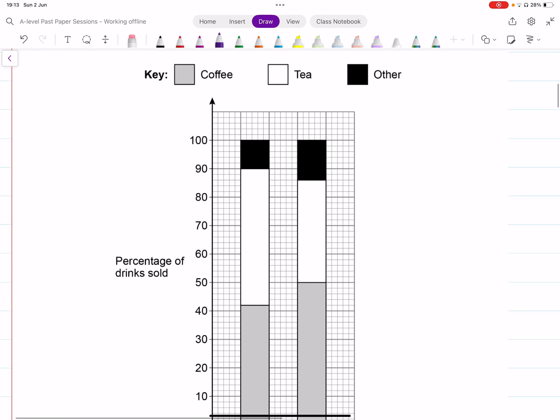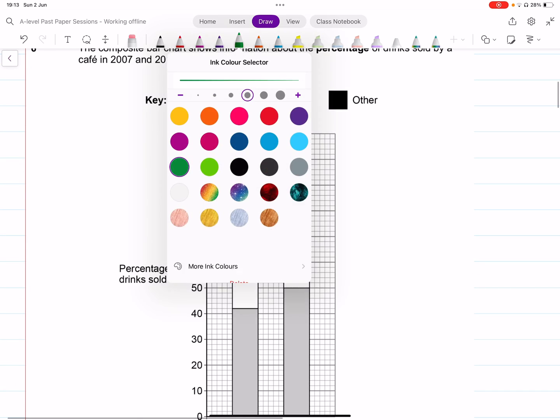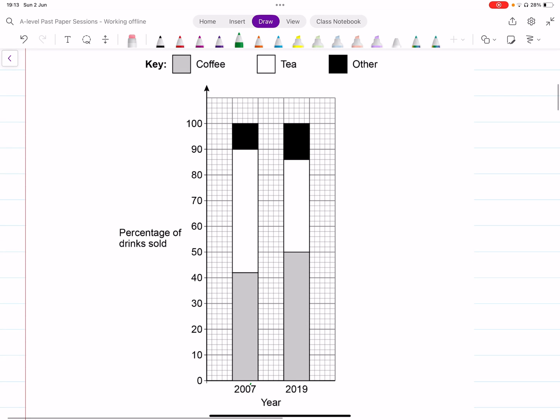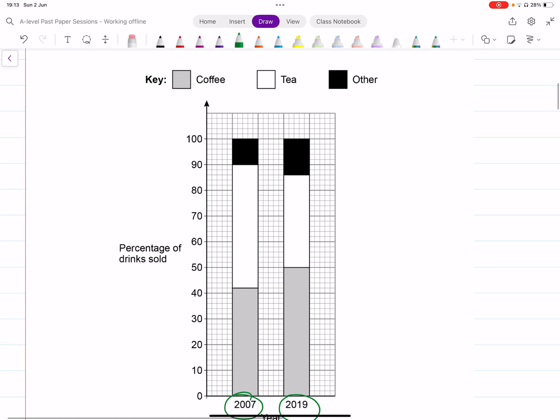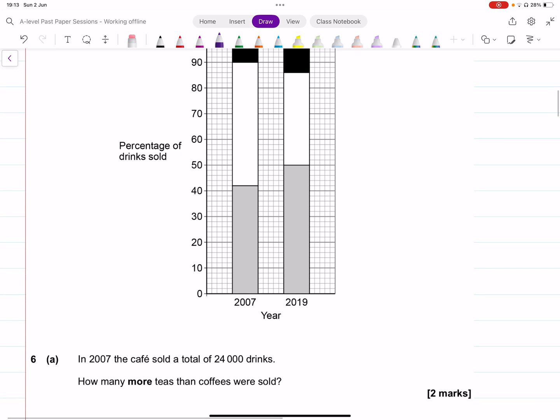Okay, now let's have a look at this graph. What does this show? You can see you have information about the sales in 2007 and 2019 for tea and coffee and any other drinks that they have. You have percentages given here. And what they're asking for is in 2007, so we're focusing on 2007 right now, how many more teas than coffees were sold given that the total number of drinks was 24,000?